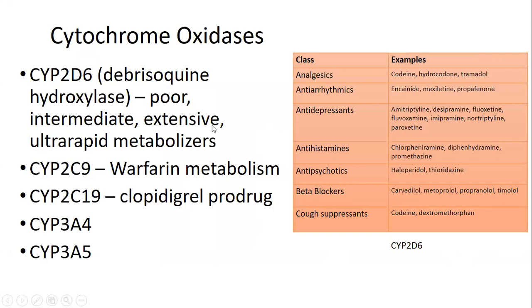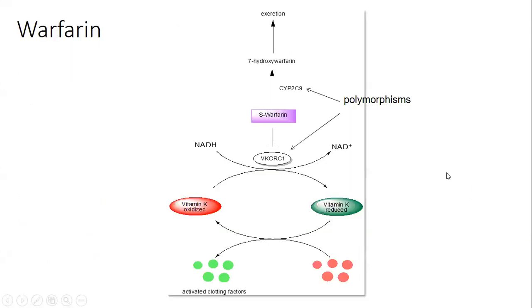The various cytochrome oxidases, for example, especially CYP2D6, are associated with changes in metabolism of multiple drugs. And it explains why a standard dose of drug might be toxic to one person and ineffective in another. And the idea would be, well, you can predict how a person will respond by doing their genotyping.